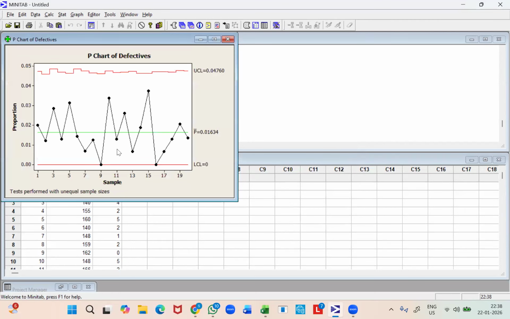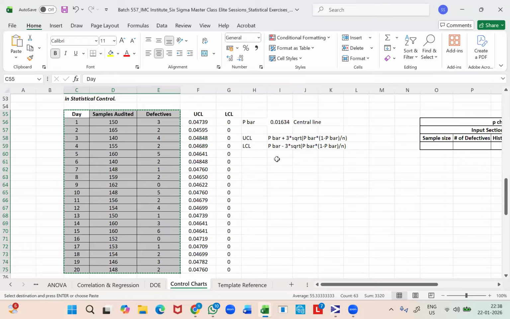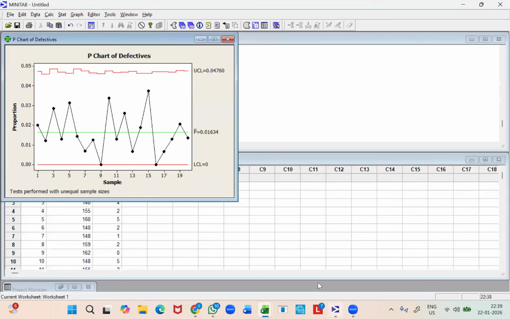Right. So here we see there is no red color dot in this control chart, indicating that the process is very much under statistical control. So the P bar value is 0.01634. That is exactly what we also got, 0.01634. And then the UCL value on the 20th day.